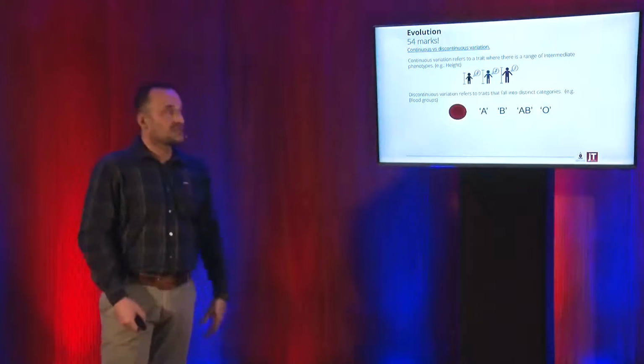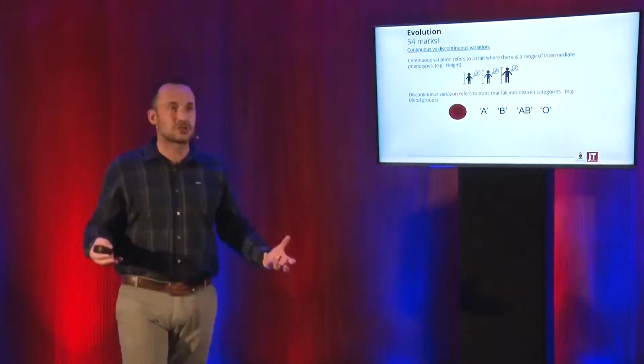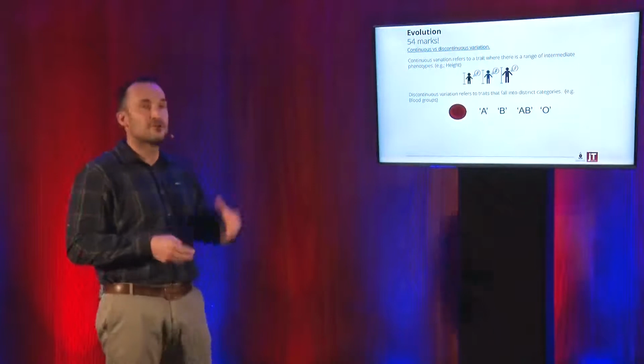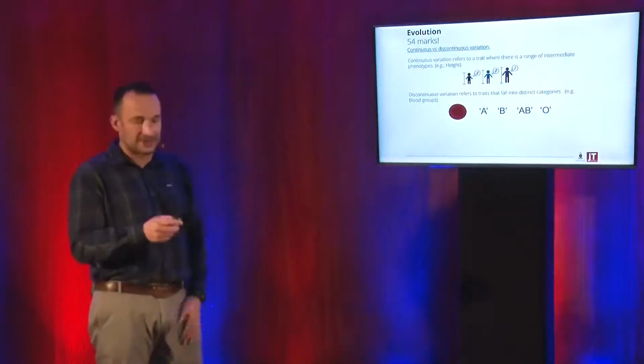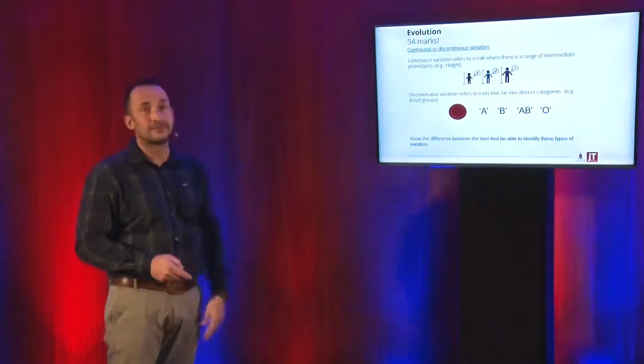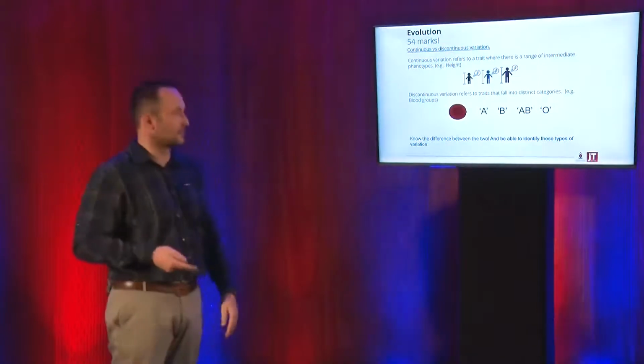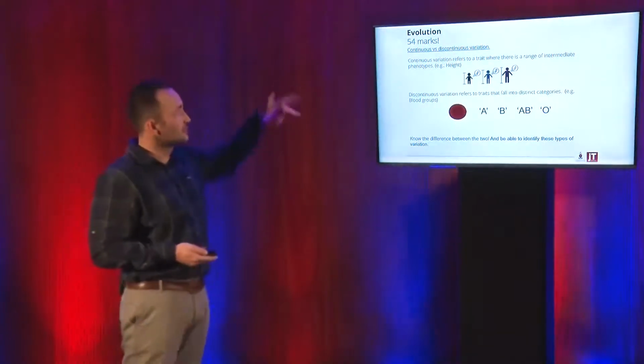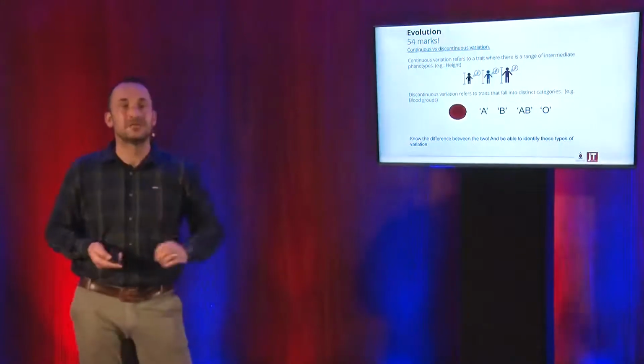Discontinuous variation means we've got categories into which we can put the different versions of these traits. And an example here is blood groups, which we did in the genetic crosses. Okay? We do need to know the difference between these two, and we do need to know how to define them.